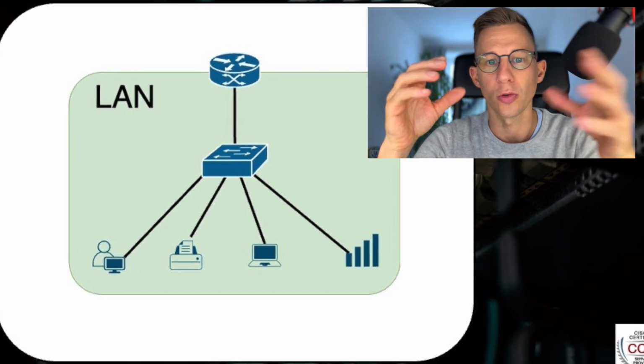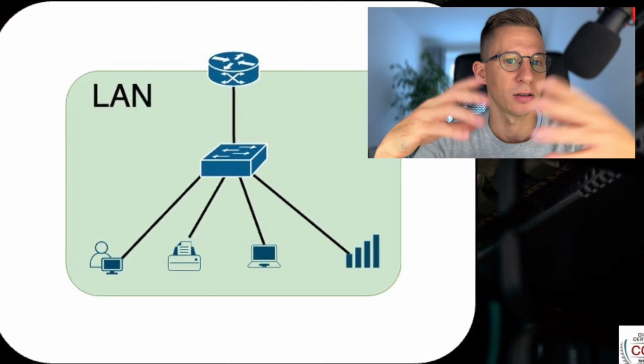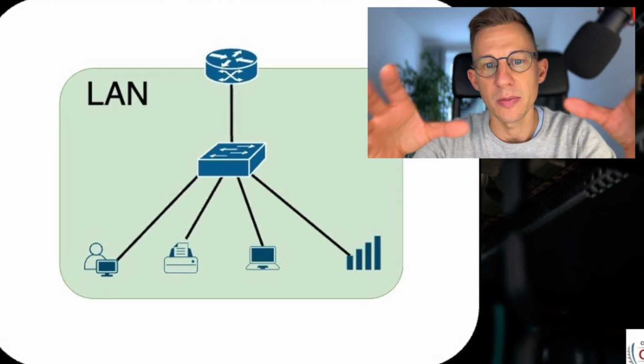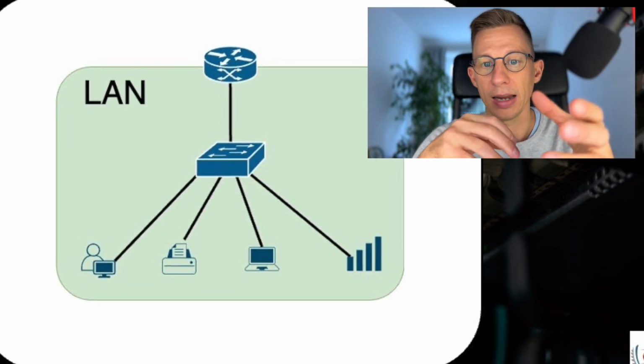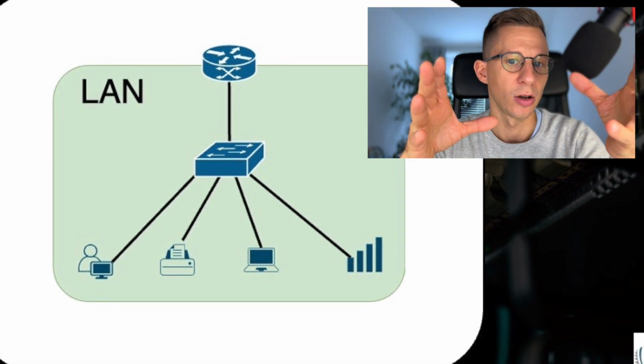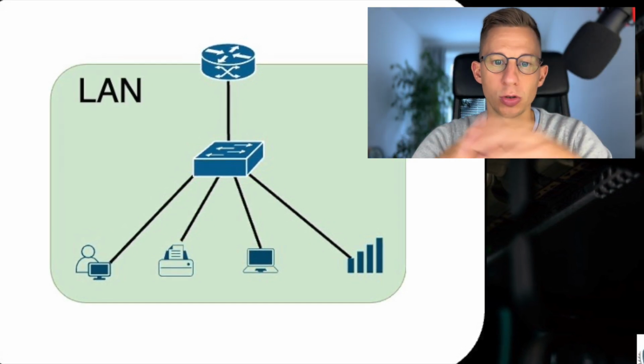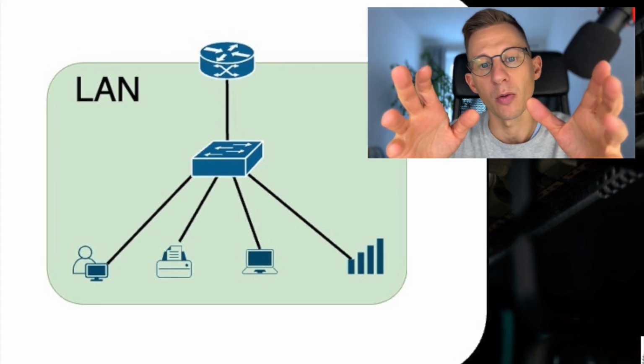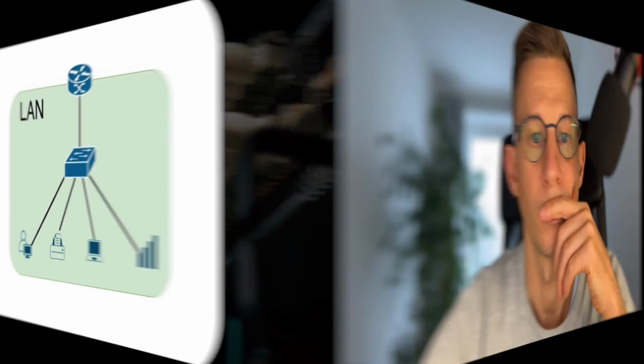They are the go-to for activities like file sharing, printing, online gaming, and seamless communication between devices on the same local network. A LAN usually spans a single building or multiple buildings which are close to each other. Usually we call a LAN a network that sits behind your firewall or router.